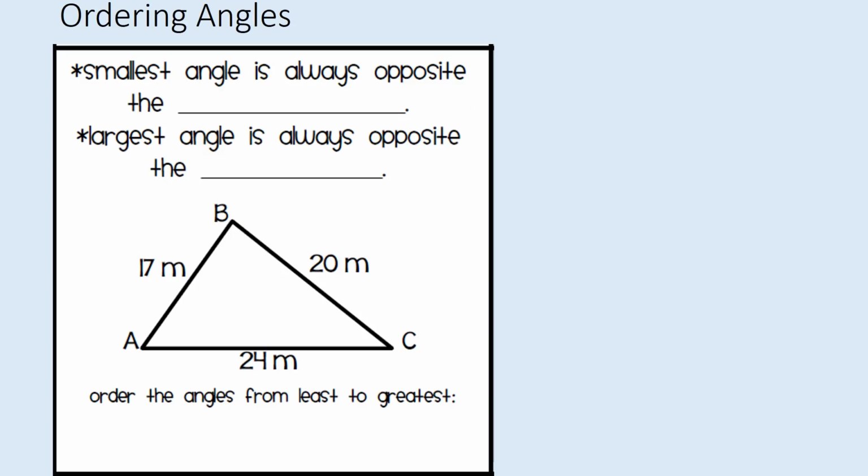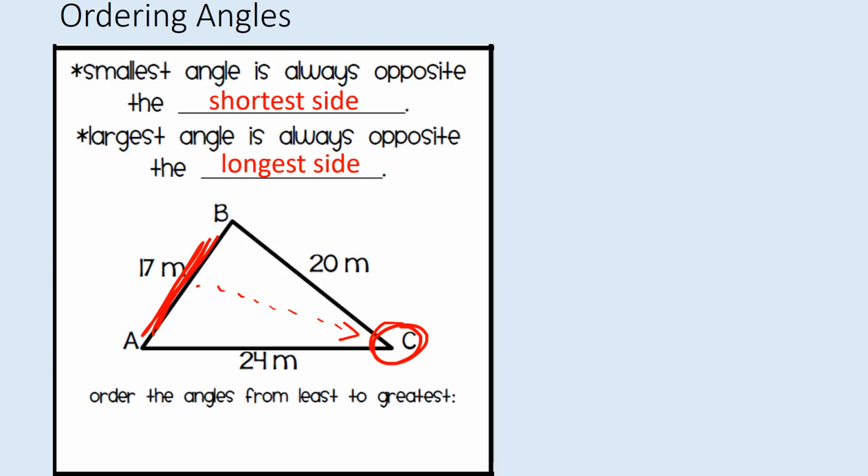There are some more relationships between the angles and the sides. The smallest angle will always be opposite the shortest side, and the largest angle will always be opposite the longest side. So if we look at this picture, we have triangle ABC, and we have the three side lengths, 17 meters, 20 meters, and 24 meters. So the shortest side is AB, or the one with 17 meters, and we're saying that the angle across from it, or angle C, is the shortest.